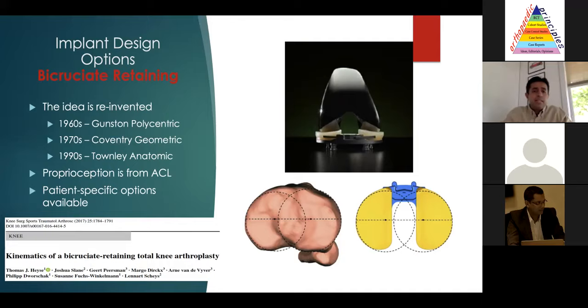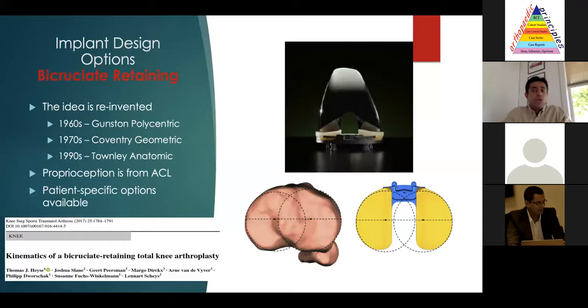But this idea isn't new. In the 60s, there was the Gunston polycentric knee. In the 70s, Coventry came out with a design. And in the 90s, Townley came out with a design. So this design has seen various iterations and various failures. It's very technically challenging to apply, because you're essentially performing two unis through a medial parapatellar, a subvastus, or a midvastus approach. And that can make it difficult to preserve the ACL and the PCL. And now this has taken an extension because patient-specific options are also available.